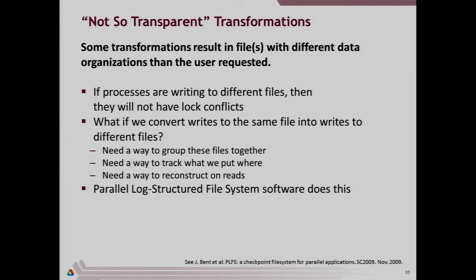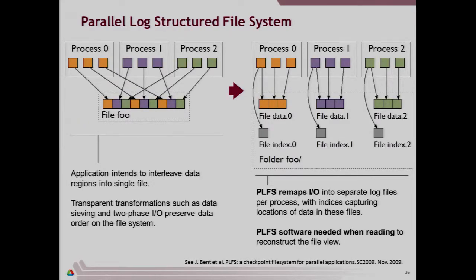And so PLFS takes advantage of that and sets things up so that while logically the application thinks that it's writing to a single checkpoint, in the remapped implementation there's a small index file, and then all the data for that process goes to one file, the data for process one goes to a separate file, and so on and so forth. And PLFS will hide this mostly.